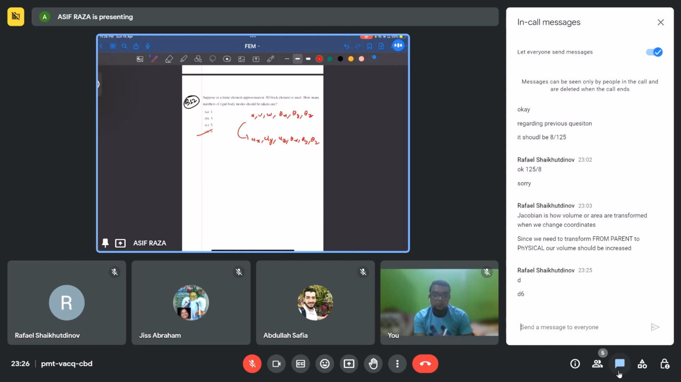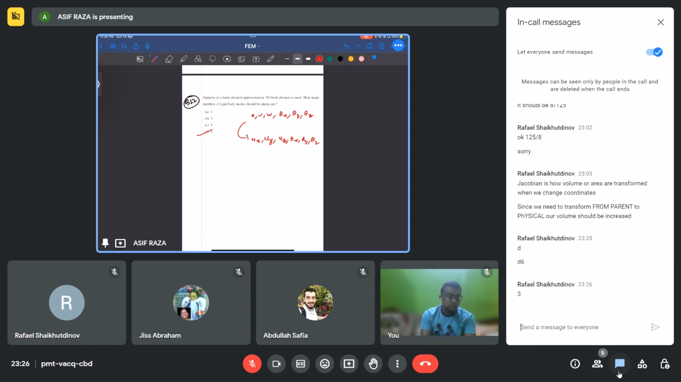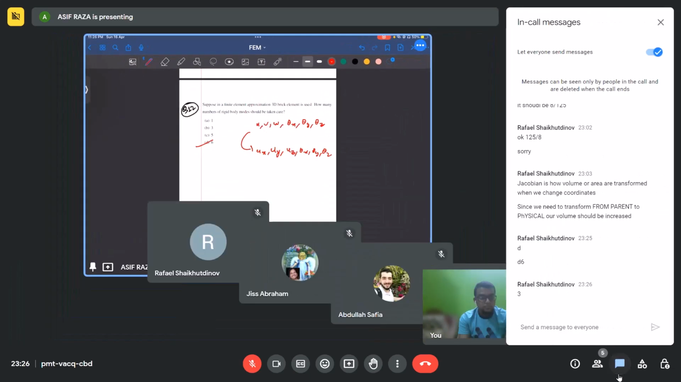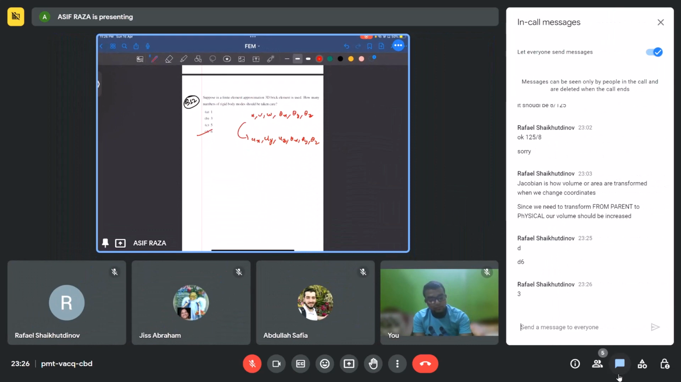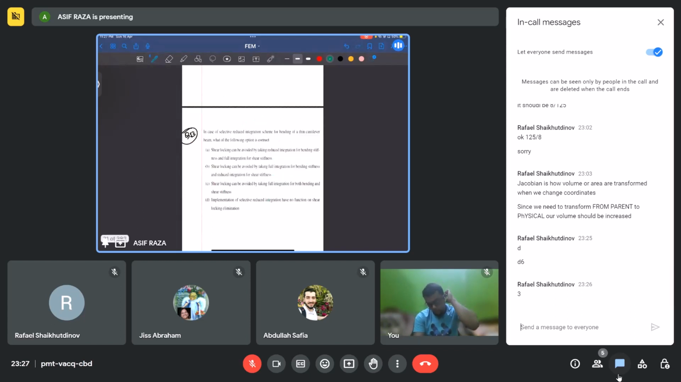What if this had been for a Q4 element? What will be the number of rigid body modes for a Q4 element? Yes, for Q4 it will be 3, and they will be ux, uy, theta z. Okay, move on to the next question.